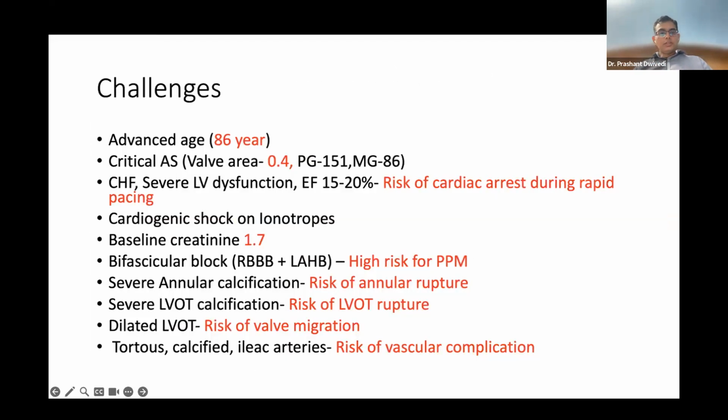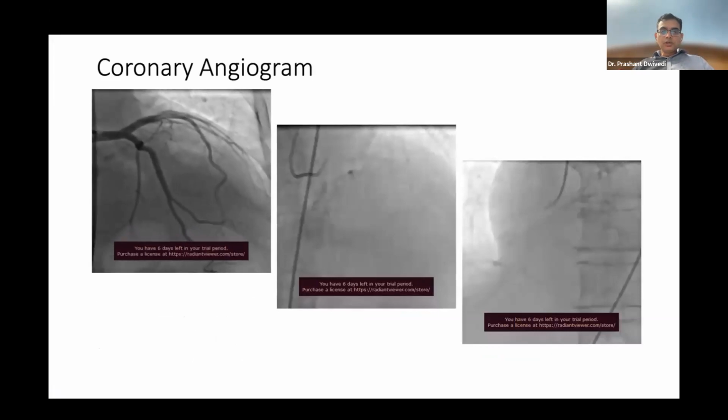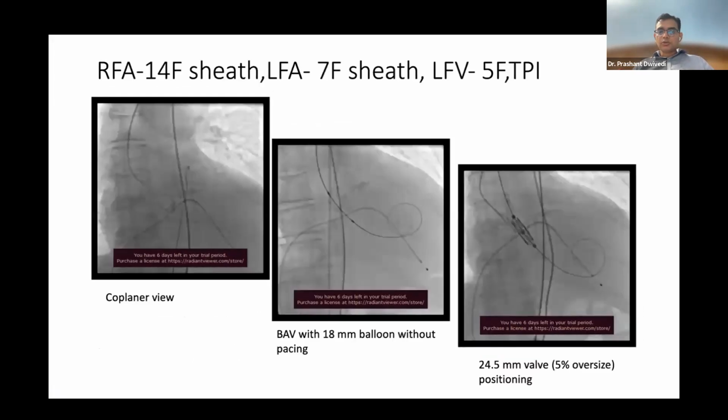So what were the challenges? The challenges were advanced age, critical AS, CHF, severe LV dysfunction, risk of cardiac arrest during rapid pacing, cardiogenic shock, baseline creatinine 1.7, bifascicular block, severe annular calcification with risk of annular rupture, severe LVOT calcification with risk of LVOT rupture, dilated LVOT, risk of valve migration, and tortuous calcified iliac arteries with risk of vascular complications. We did the coronary angiogram, which showed non-obstructive coronary arteries.